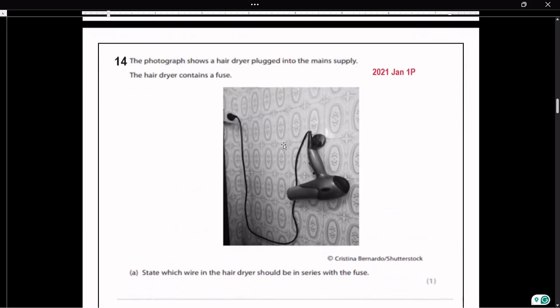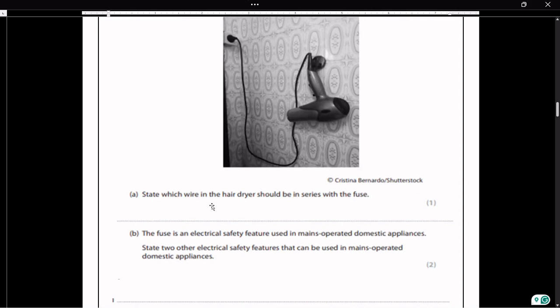There is a hair dryer given here. State which wire in the hair dryer should be in series with the fuse. So please remember, the fuse is always connected to the live wire. The fuse is connected always in series to the live wire.